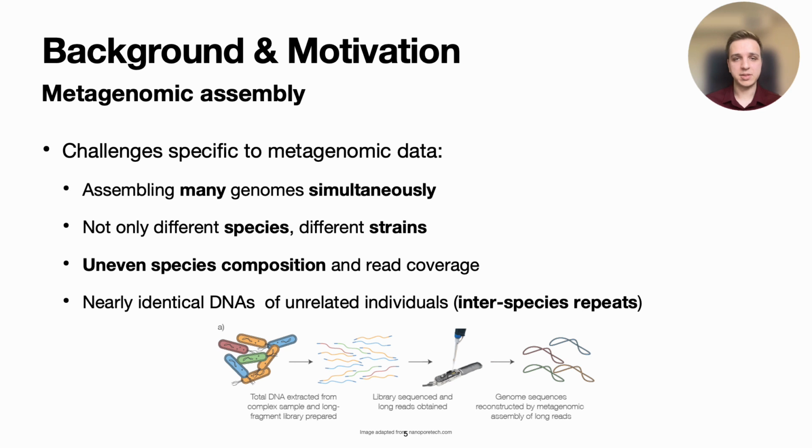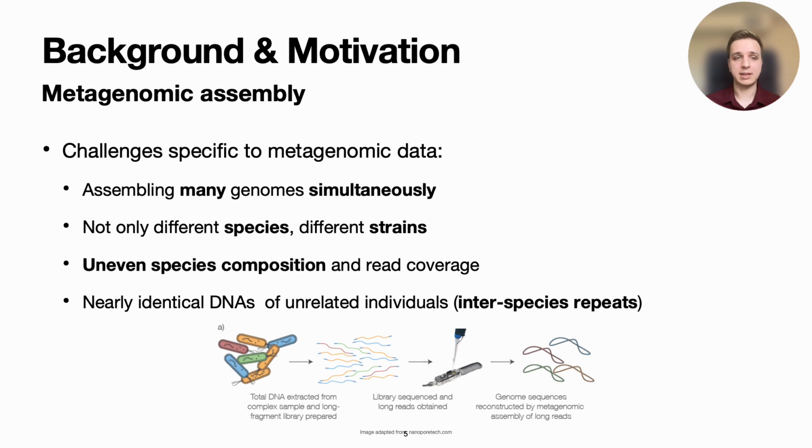So we get our sample sequenced, we get a bunch of reads, long reads, short reads, doesn't matter. What is the next step? The next step is usually assembly, but there are some very specific challenges for metagenomic assembly, and these stem from the fact that we are trying to assemble many genomes simultaneously. Our samples not only contain different species, but they also contain different strains of the same species. And in our samples, we usually have uneven species composition, and this results in uneven read coverage.